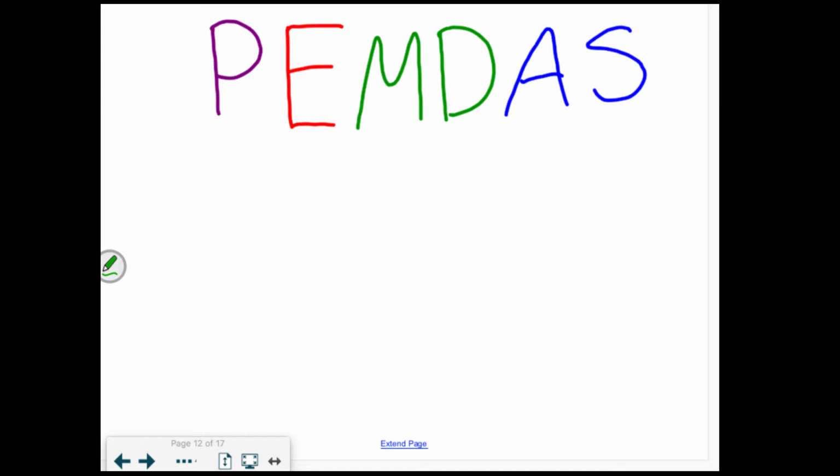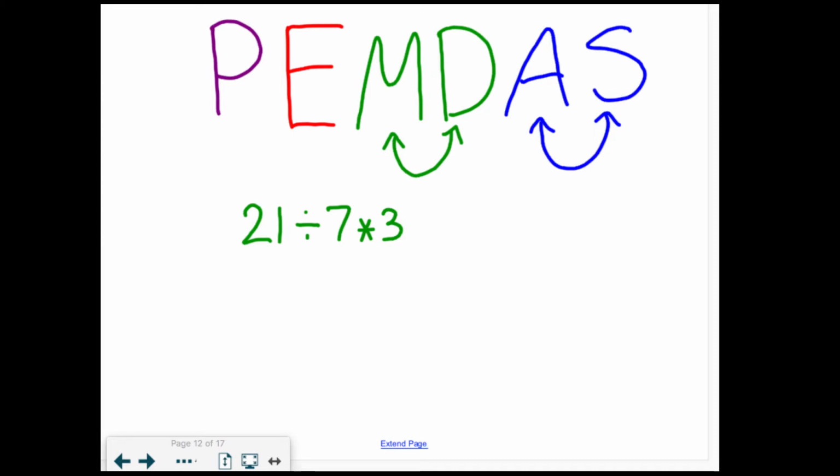If you notice, based on the color coding, parentheses comes first, exponents come second. Multiplication and division are in the same color because those can be flip-flopped. So in order to determine which one comes first, it is the one further in the left of the problem. So for example, 21 divided by 7 would come first, and then you would multiply by 3 because the division is first in the problem. The same thing happens with addition and subtraction. They can be flip-flopped based on which one is further left.